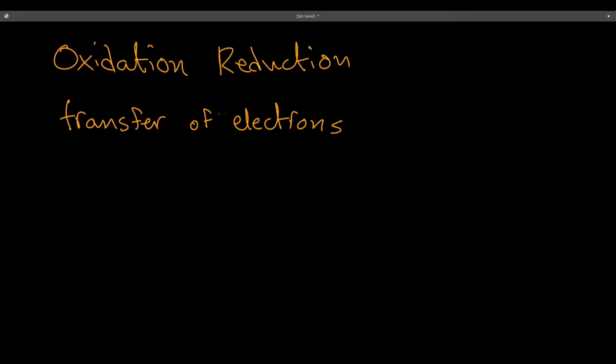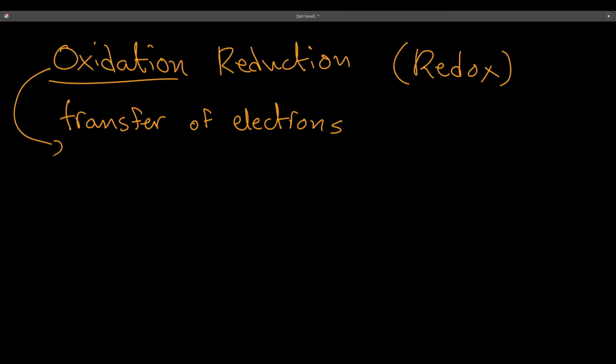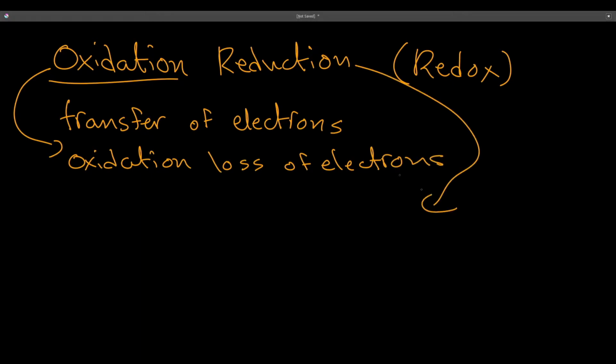Oxidation reduction reactions, or shortly redox reactions, can be separated into two different components. First of all, oxidation, which involves a loss of electrons, and reduction, which is the gaining of electrons.